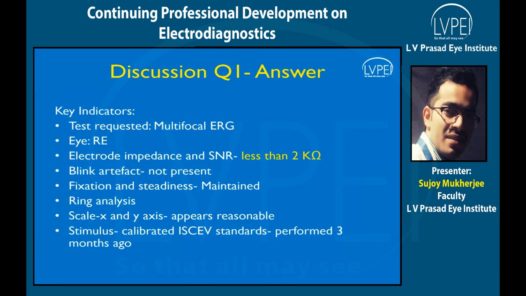Now, to answer the initial question: the test was advised for multifocal electroretinogram, and only in the right eye. We have to check the impedance level during the test. In flash ERG, it should be less than 5 kilo ohm, but in multifocal ERG, it should be less than 2 kilo ohm.